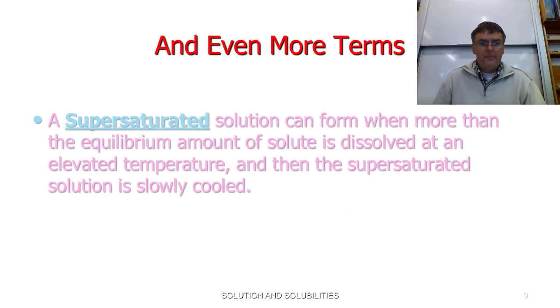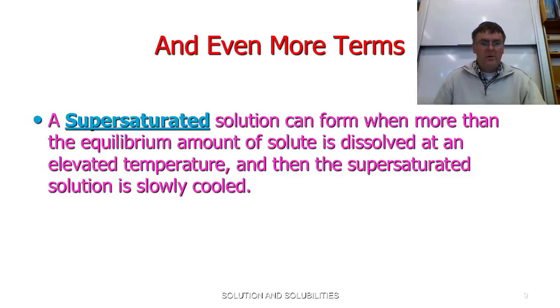And some more. This is an unusual one, supersaturated. If we dissolve stuff into the solvent at a higher temperature, then we can usually dissolve a bit more. Then when it cools down and it doesn't crystallize, we'll talk about that later on, we get a supersaturated solution. When we start making copper sulfate crystals, we often try and get a supersaturated solution. It's not easy to do, but it can happen that we get more dissolved in there than we probably should.